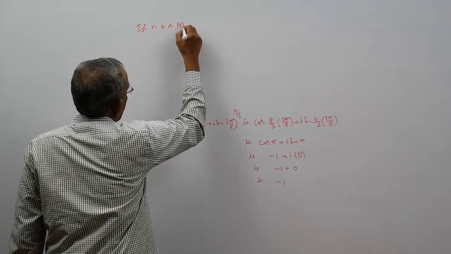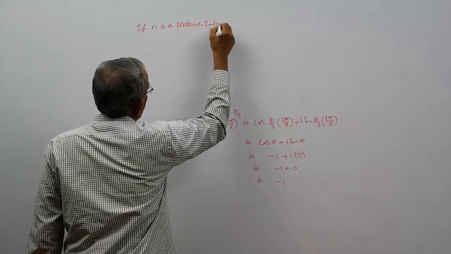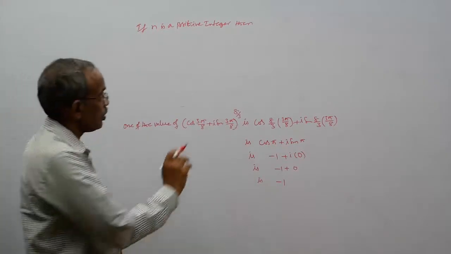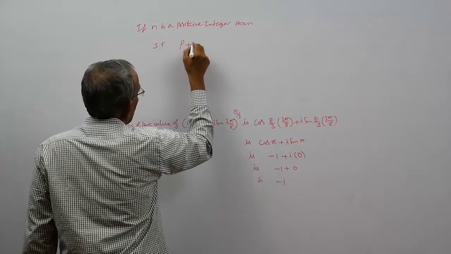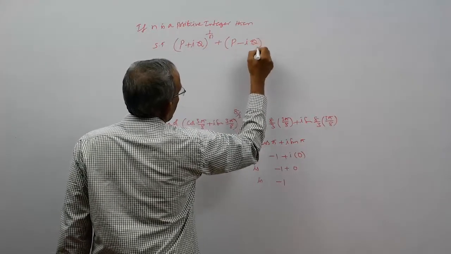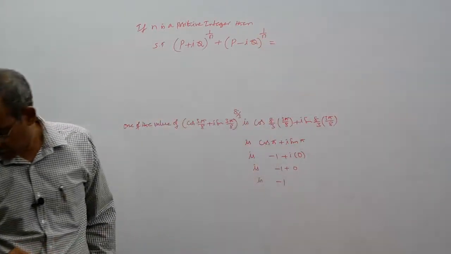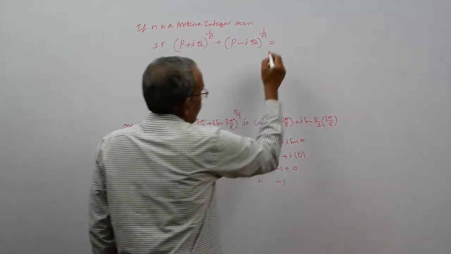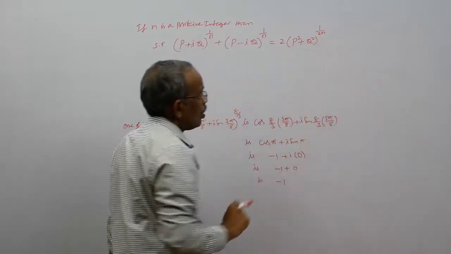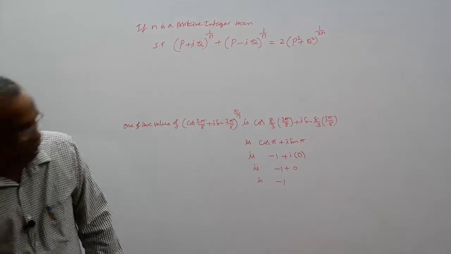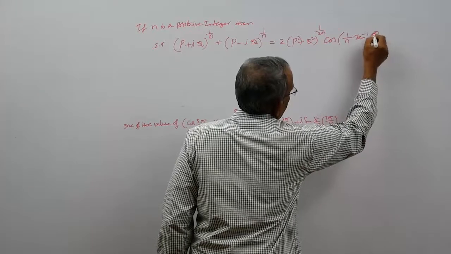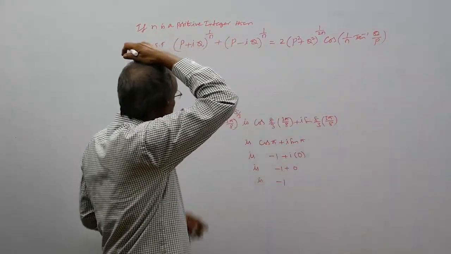If n is a positive integer, then show that p plus iq whole to the power of 1/n plus p minus iq whole to the power of 1/n is equal to 2 into p square plus q square whole to the power of 1/2n into cos of 1/n tan inverse q by p. Here n is a positive integer.